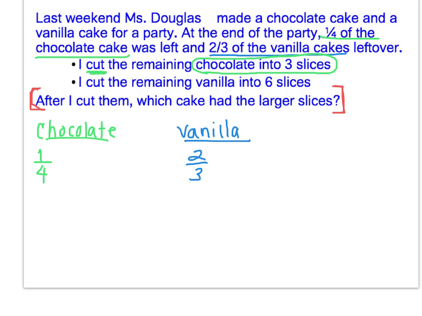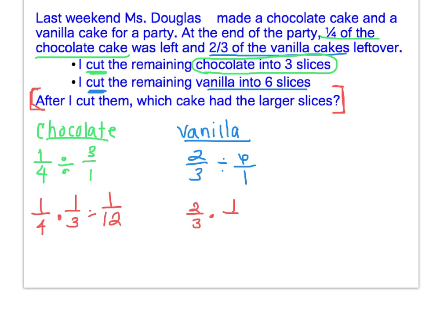And if we're thinking about cutting, if I'm cutting the cake up and I'm splitting it up, that means I'm going to divide what was left, the 1/4, by 3 or 3/1. It should be she cuts, again, the vanilla into 6 slices. So I'm taking what was left of the vanilla, and breaking it up into 6 slices or 6/1. From here we just have a basic division of fractions. So we keep, change, flip. So each slice of the chocolate is 1/12 size. And the next one, keep, change, flip. I get 2/18, which simplifies down to 1/9.